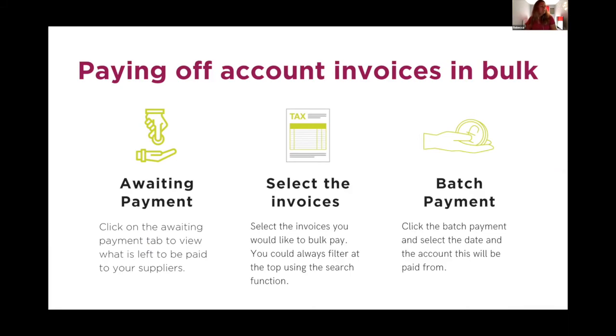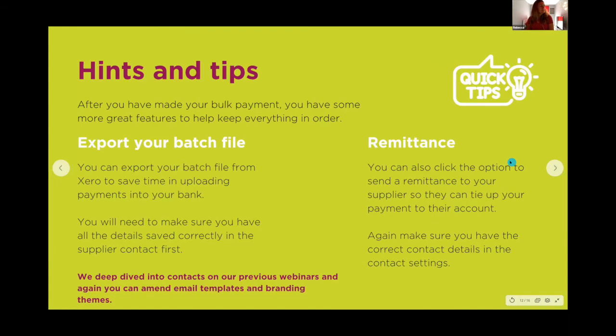And again, you can select your invoices and do a big batch payment so that you can have that data there to easily upload into your bank at a later date. So you export the batch file depending on how your online bank likes to receive that data. And again, you can send the remittances to your suppliers to let them know which invoices you have chosen to pay on that particular pay run.